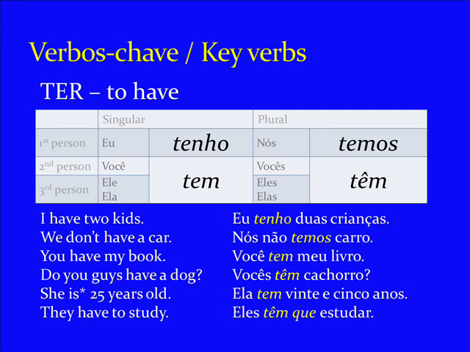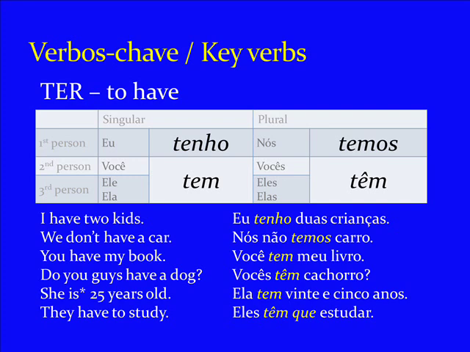We can also use the verb ter to describe somebody's age, right? So use ter and then the number of years. She is 25 years old. Ela tem 25 anos.